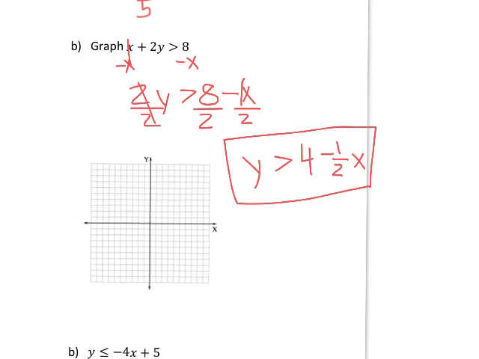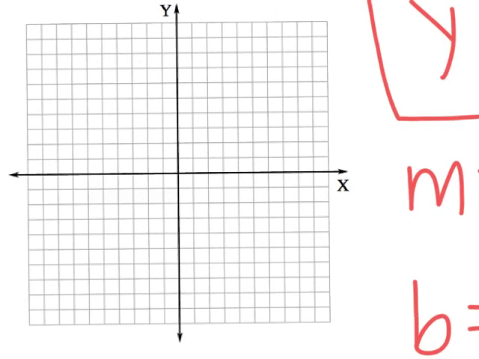Now I can go ahead and graph. So what's my m? Yep, negative 1/2. And what's my b? 4. So let's go ahead and graph my boundary line. So y-intercept of 4, 1, 2, 3, 4. A slope of negative 1/2. So that's down 1 over 2, down 1 over 2. Can also go the opposite direction, up 1 and left 2.